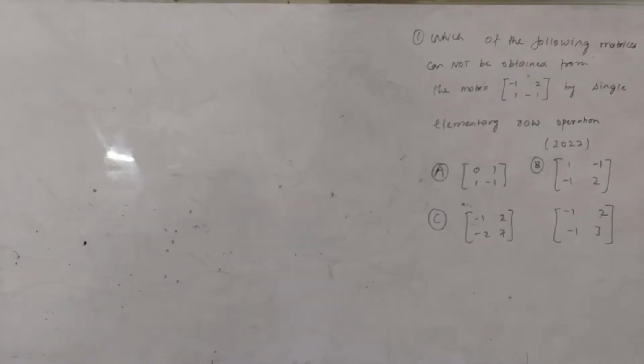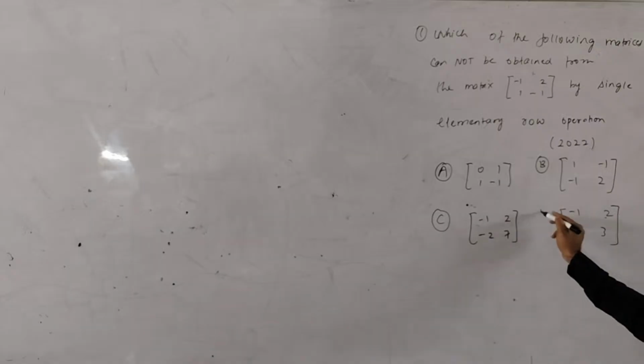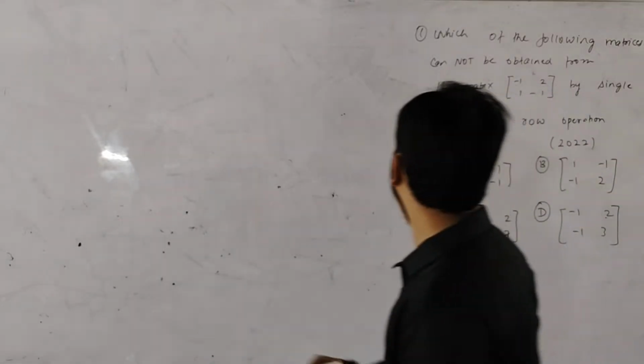So just see this question. What is given? Which of the following matrices cannot be obtained from the matrix, and the matrix is given, very simple, a 2 cross 2 matrix, -1, 2, 1 and -1, by a single elementary row operation. So we have to perform only one elementary row operation and get whatever options are given as A, B, C and D. Okay, so I missed out D. This is D here. Okay, just see how we can do it.